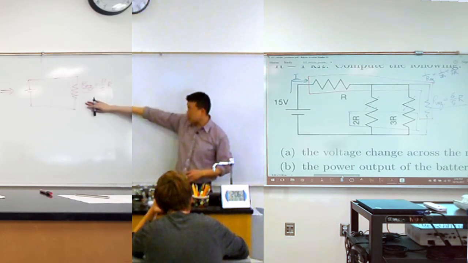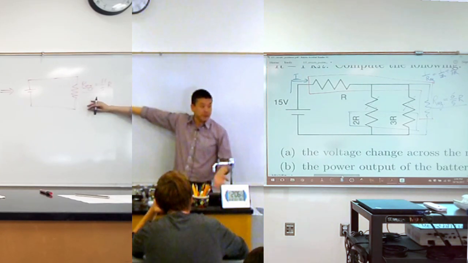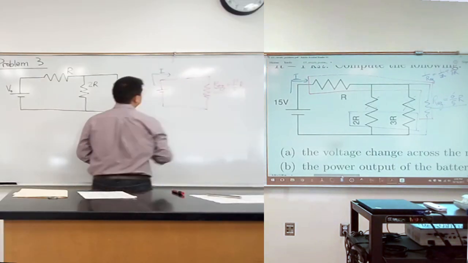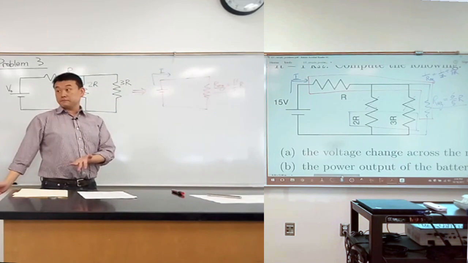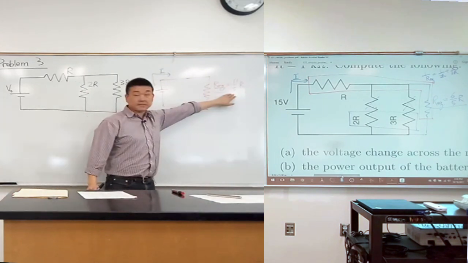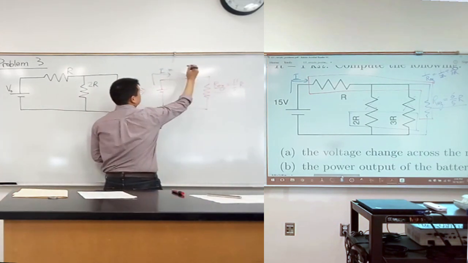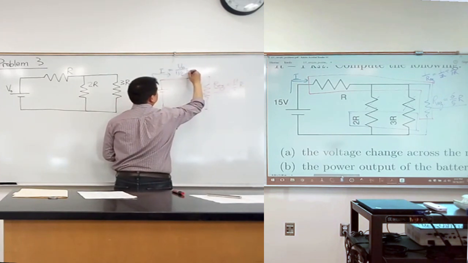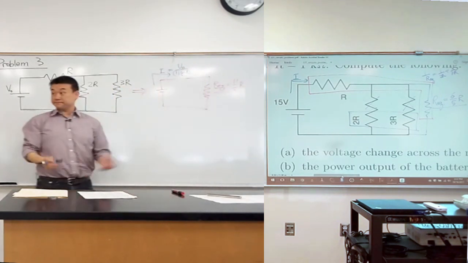Now, from here, finding the current is a single step process. To find the current here, it's a single step where you use Ohm's law. Here's the voltage, here's the resistance. The current is the voltage divided by the resistance, 11 over 5R. That's it.